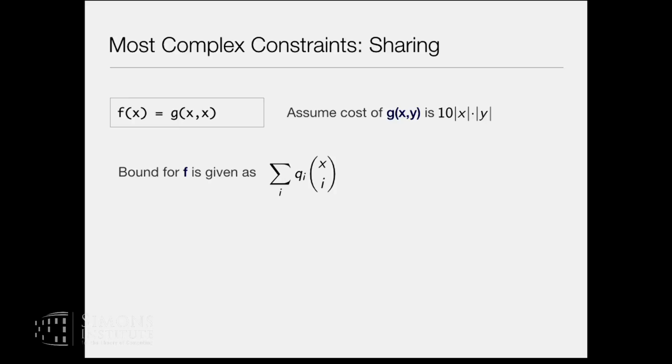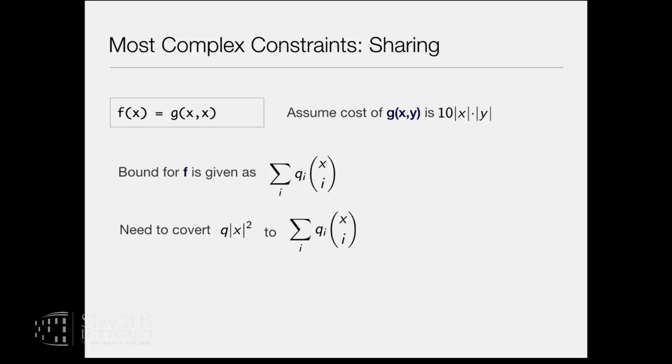The thing that's really different is a bit of a technicality. If you have this function g here, let's say it has some quadratic cost: g x y has cost 10 times size of x times size of y, assume it's lists again or something. And now you call this function g by using the same variable x twice, okay?